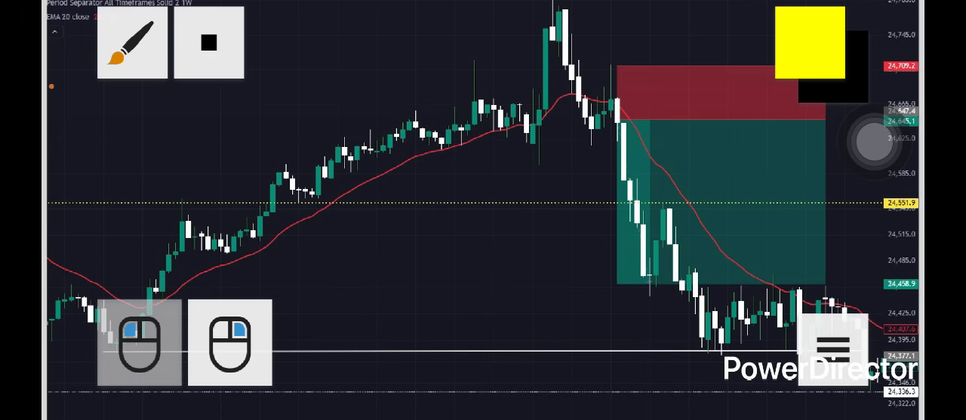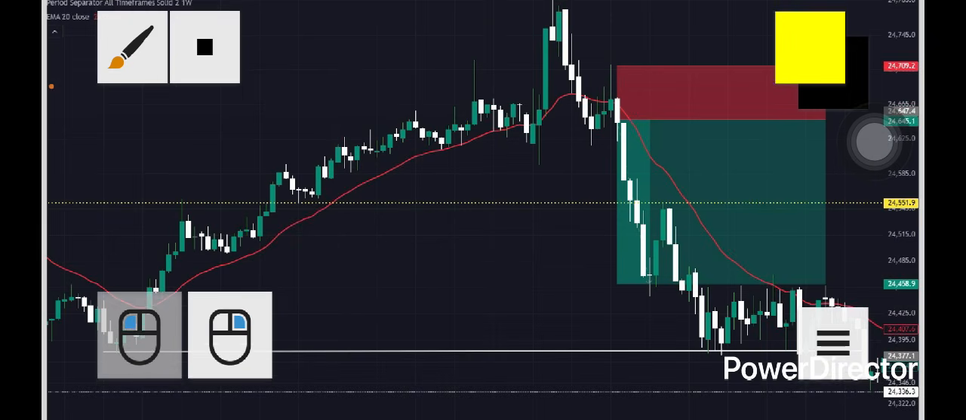Now, you can see this sort of head and shoulders pattern here on the 5-minute.